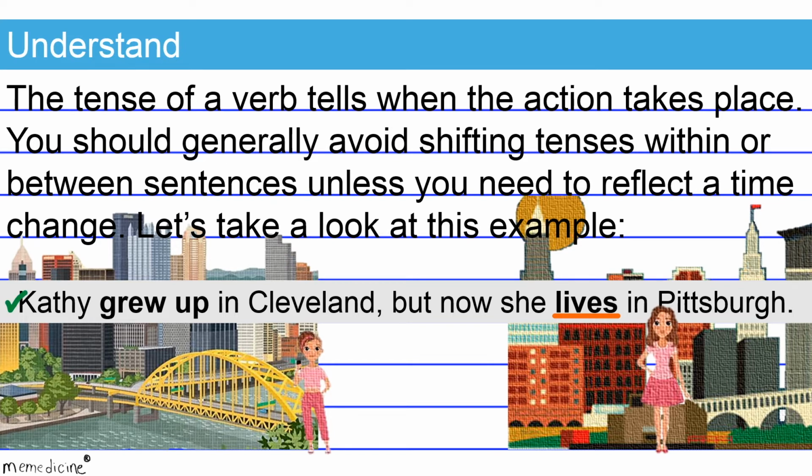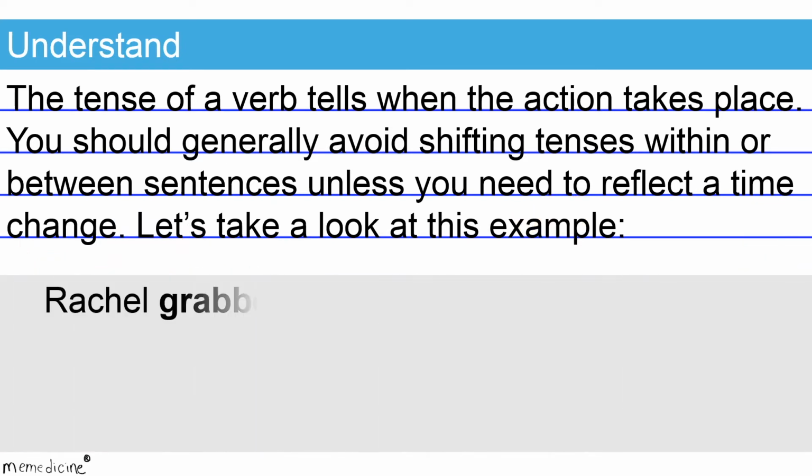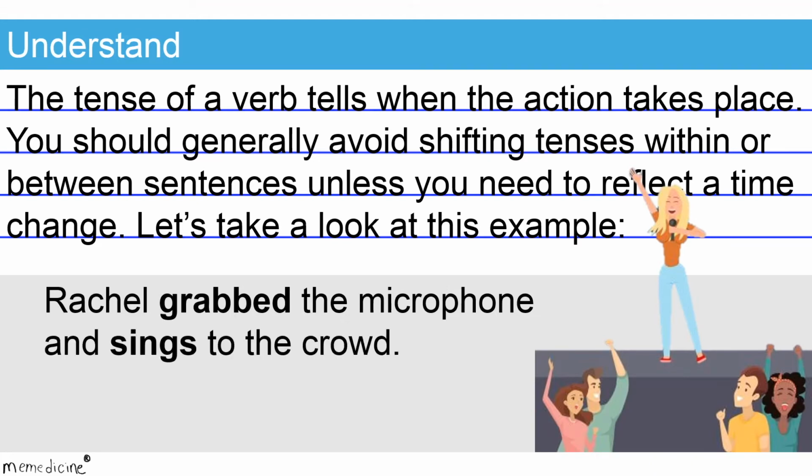Or check out this second example. Rachel grabbed the microphone and sings to the crowd. There is no need to reflect a time change, so both verbs should be in the same tense. The first featured verb grabbed is written in the simple, singular, past verb tense, so we know the singing also took place in the past.